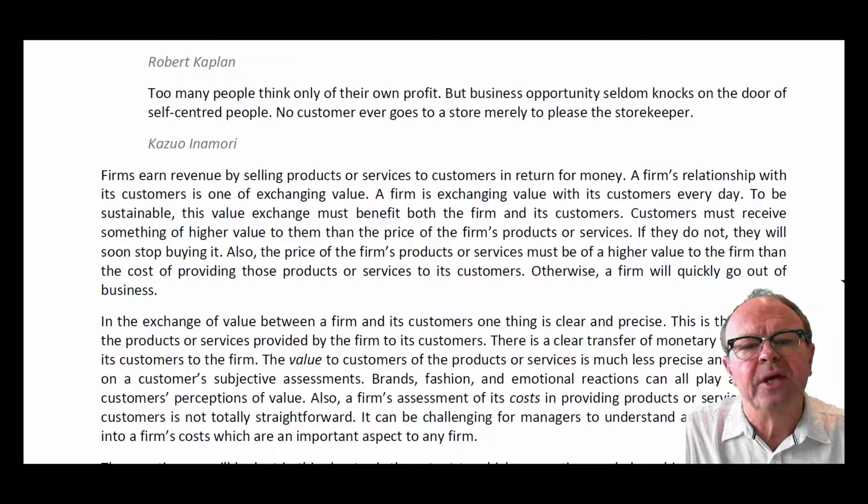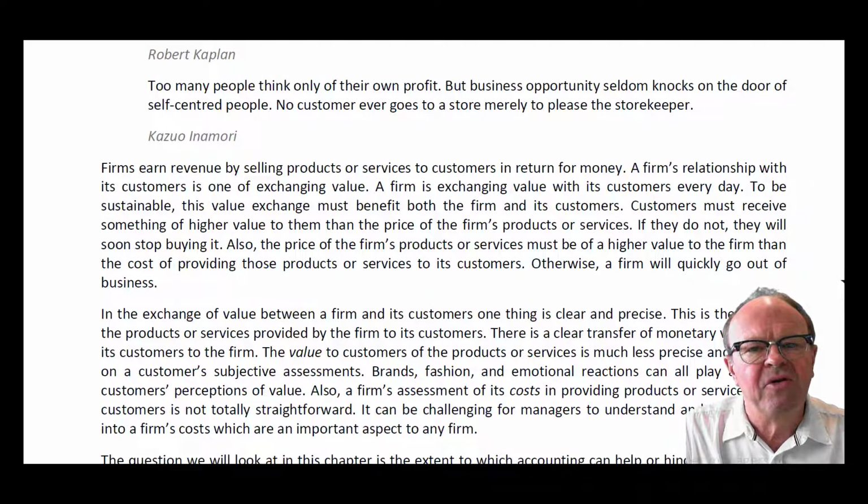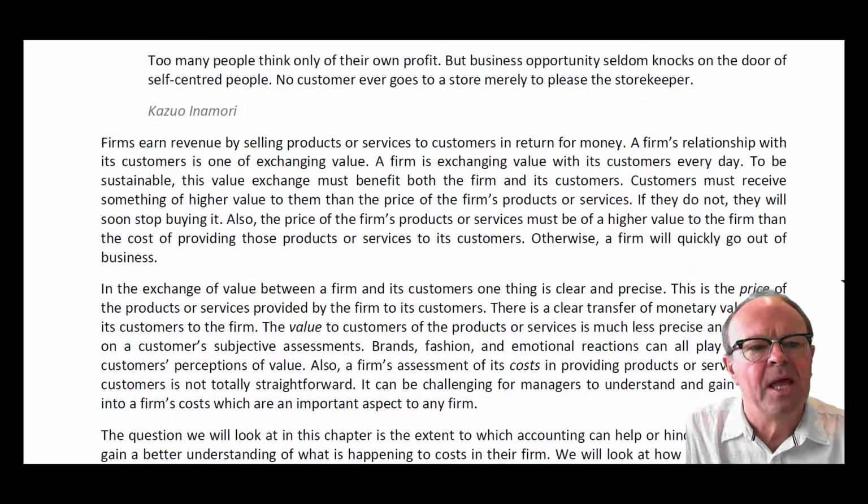Too many people think only of their own profit, but business opportunity seldom knocks on the door of self-centered people. No customer ever goes to a store merely to please the storekeeper. Kazuo Inamori.